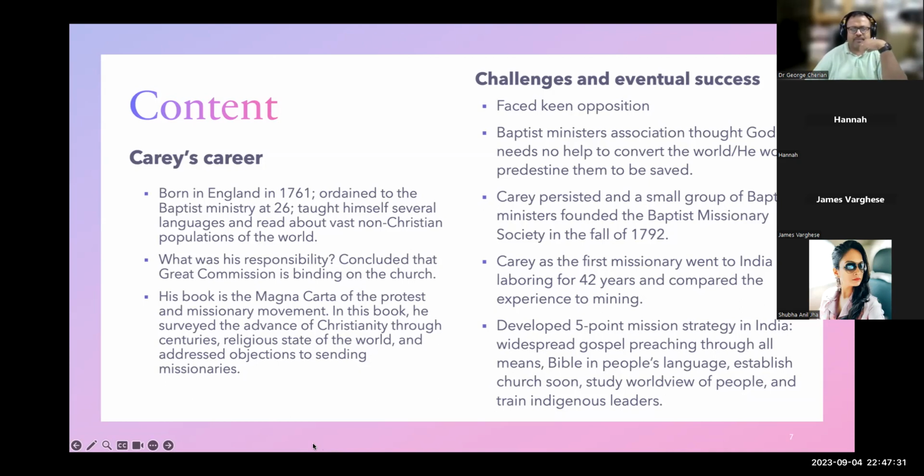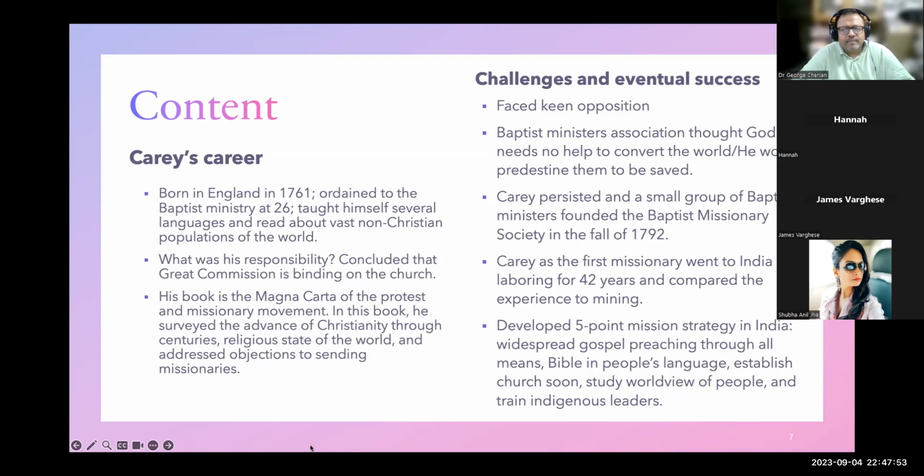Not necessarily is it put in this order, but that doesn't matter. People's worldview has to be studied, because when we study people's worldview, that's when we can customize the gospel for them, and we can be in harmony with their culture when we preach the gospel. And then also train indigenous leaders.